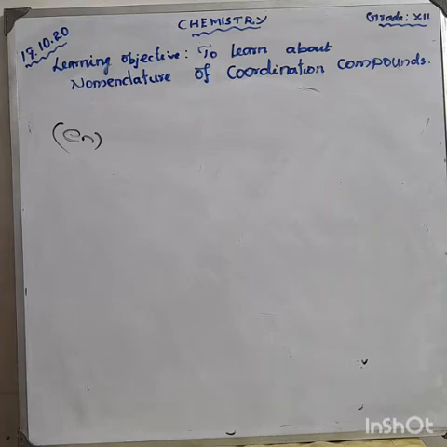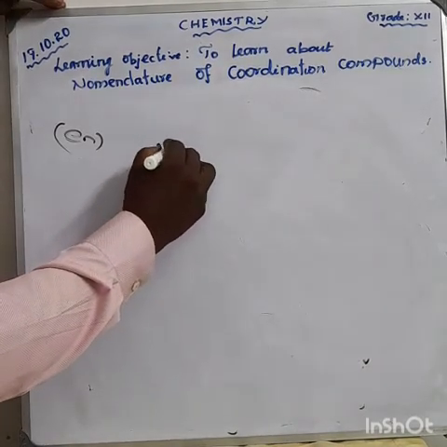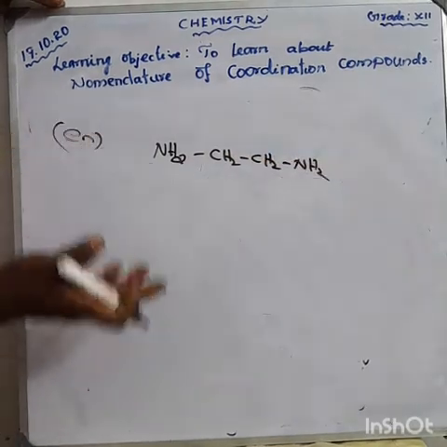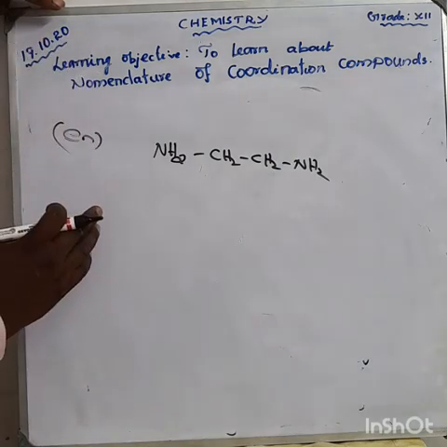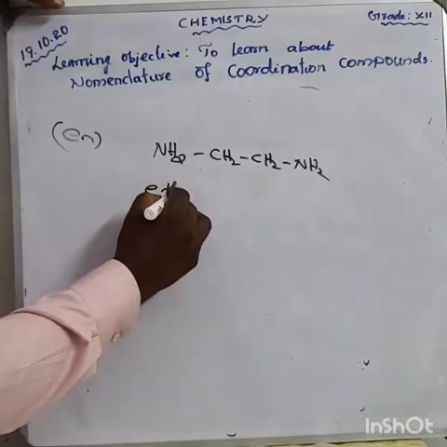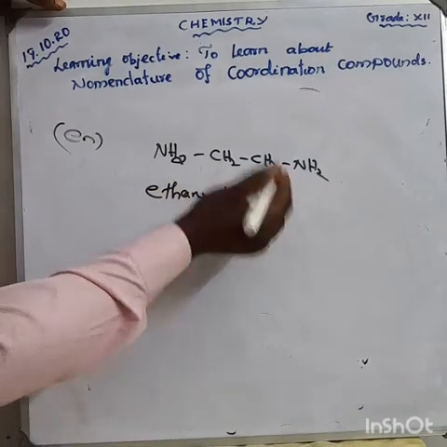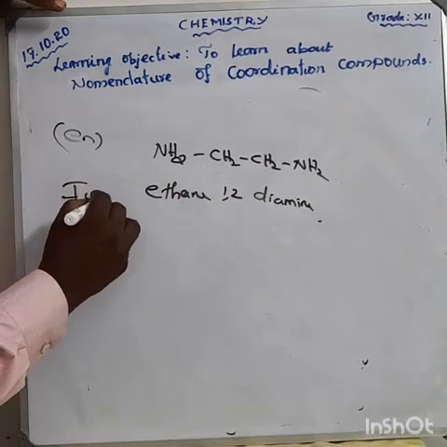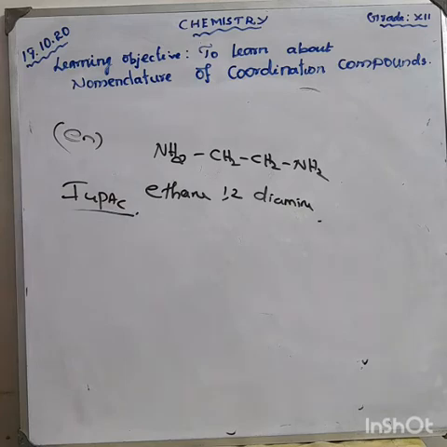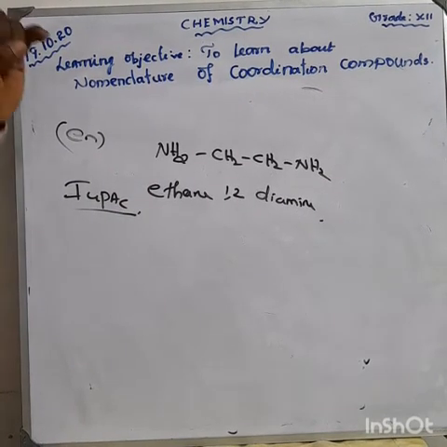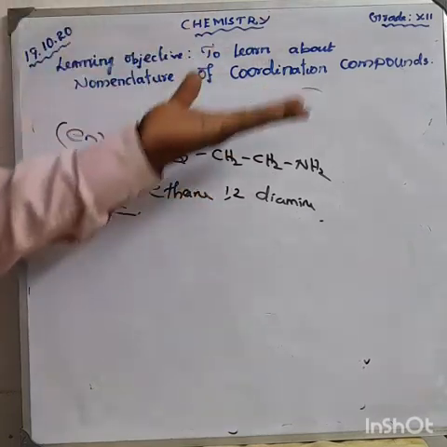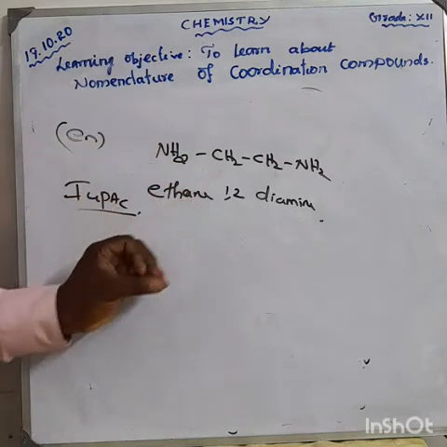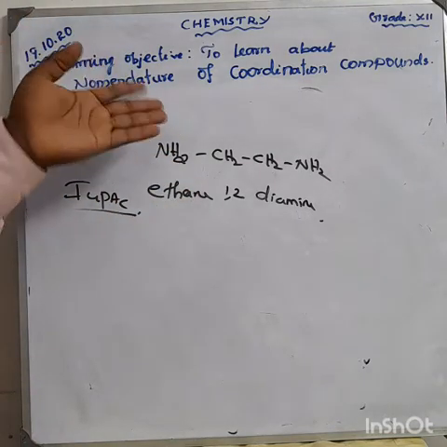What about the formula? NH2, CH2, CH2, NH2. This is ethylene diamine. As per the IUPAC name, we use ethane-1,2-diamine. I will tell you more later. Anyhow, for ethylene diamine, an alternate prefix is used. Alternate prefixes, bis, tris, tetrakis, etc., are used to specify the multiple of such a ligand.